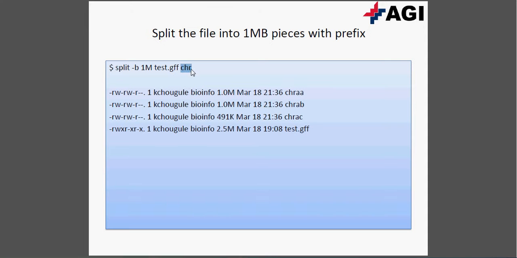Then, instead of having the prefix start with X, I can choose the name of the output files by typing the name after the input file. So here I have chosen CHR, so I have three files that begin with CHR having a file size of about 1 MB.